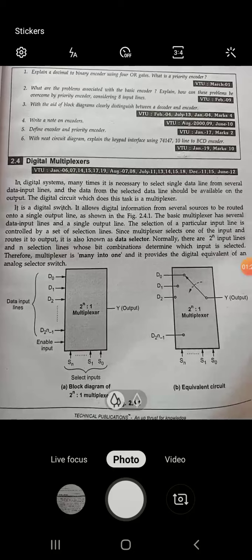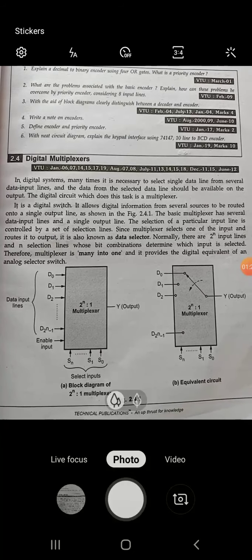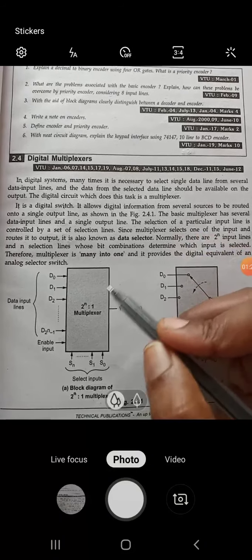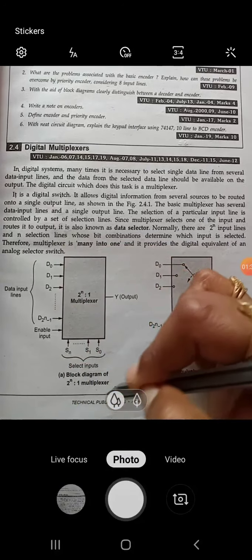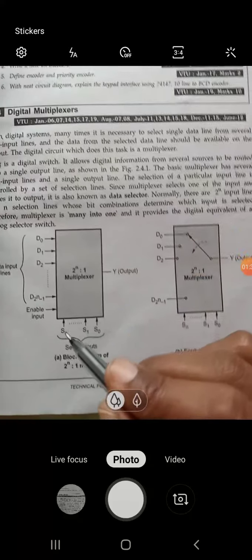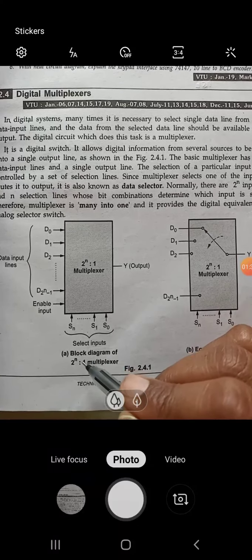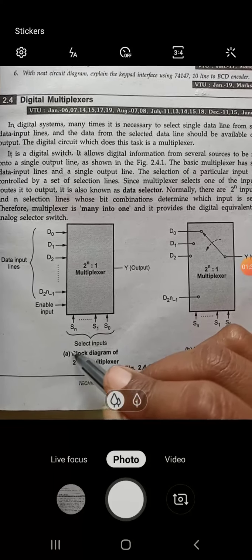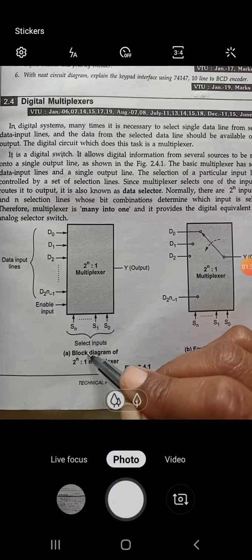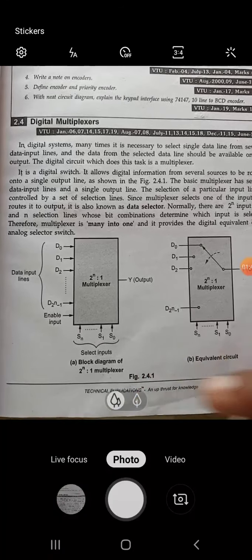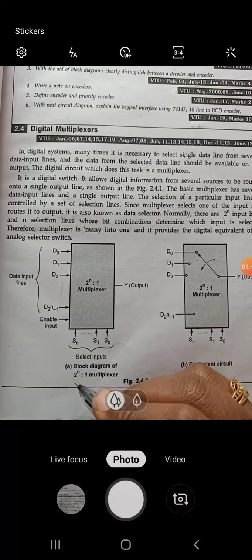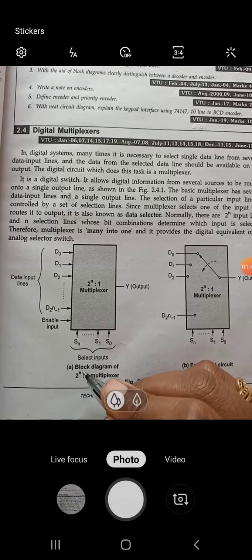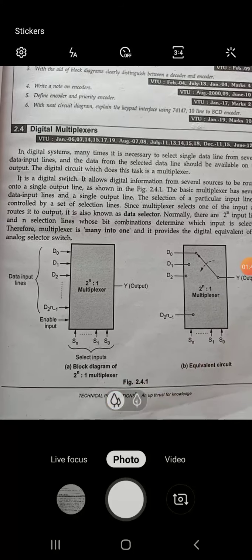For example, you can see in the figure the basic structure of a multiplexer. The configuration is 2 raised to n to 1, meaning there are 2 raised to n input lines and you will have 1 output line. If there are 2 raised to n input lines, you will have n select lines.